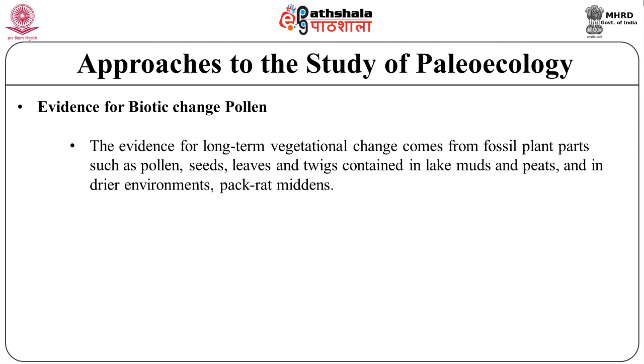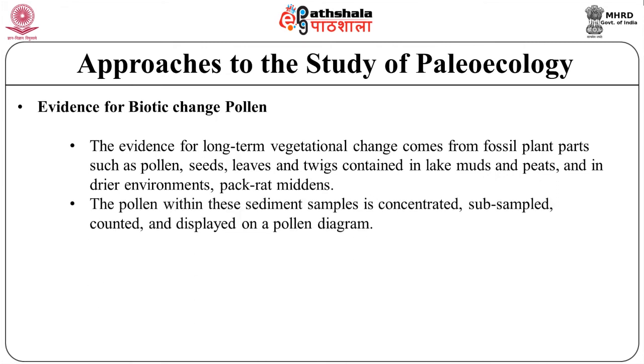The evidence for long-term vegetational change comes from fossil plant parts such as pollen, seeds, leaves, and twigs contained in lake muds and peats, and in drier environments, packrat middens. Most late glacial and Holocene vegetational data come from studies of fossil pollen in which samples are taken from lake and peat sediments. The pollen within the sediment samples is concentrated, subsampled, counted, and displayed on a pollen diagram.